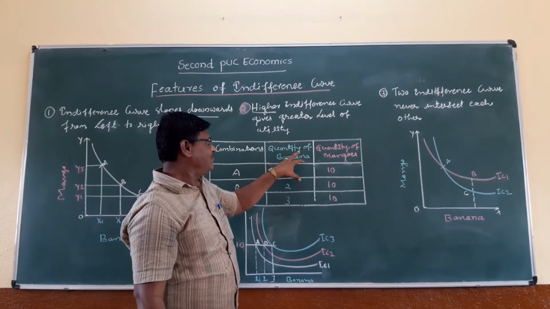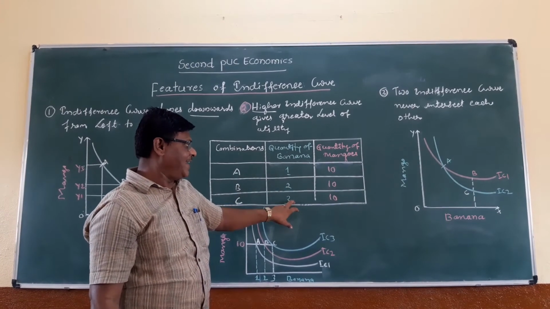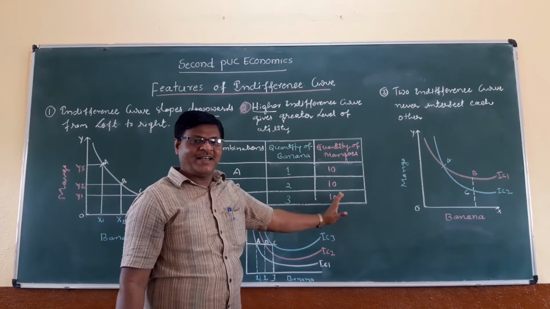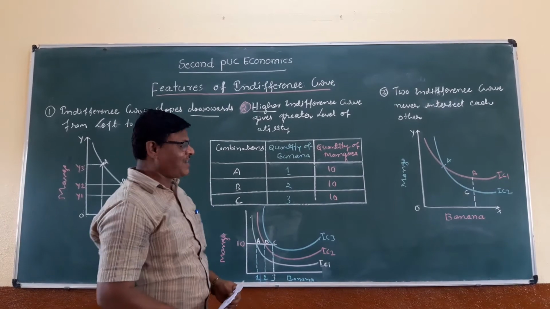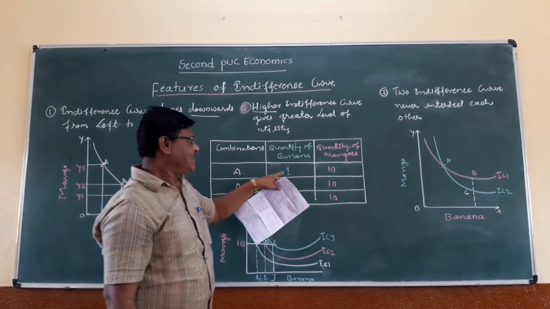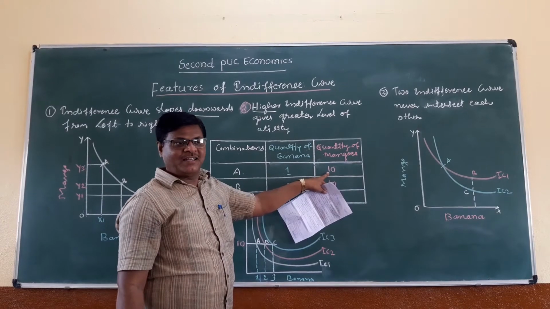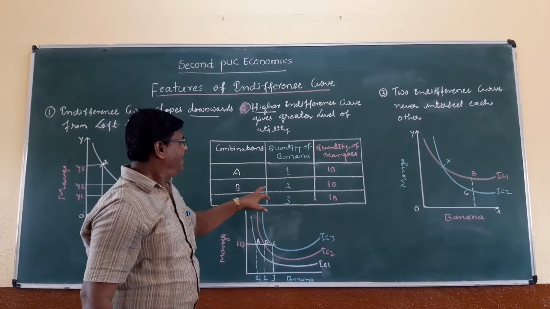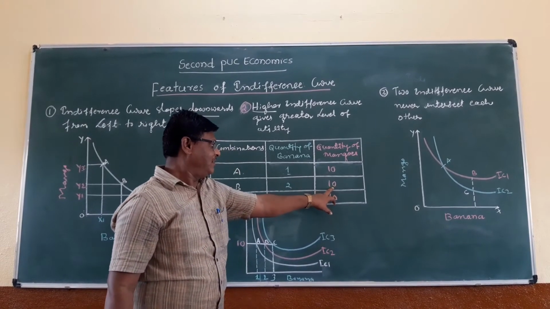This column shows the quantity of banana: 1, 2, 3. And the quantity of mango is shown in the same way. The first combination, combination A, has 1 banana and 10 mangoes. They give the same level of satisfaction. And in B, there are 2 bananas and 10 mangoes.